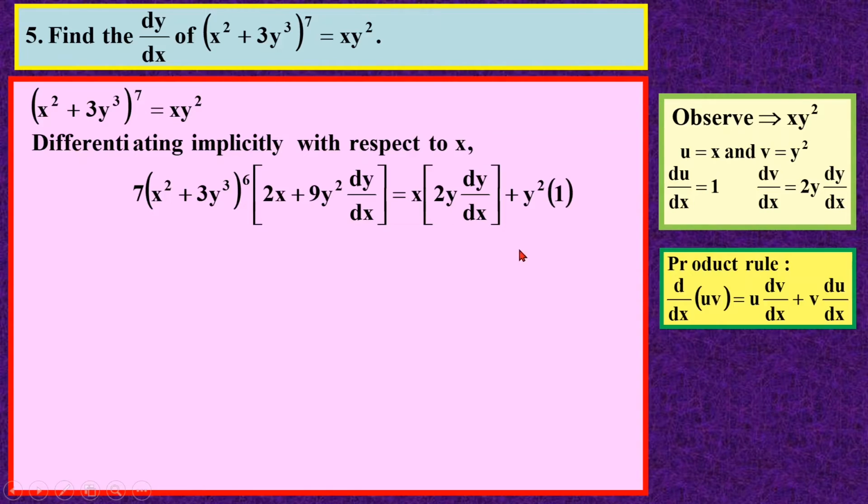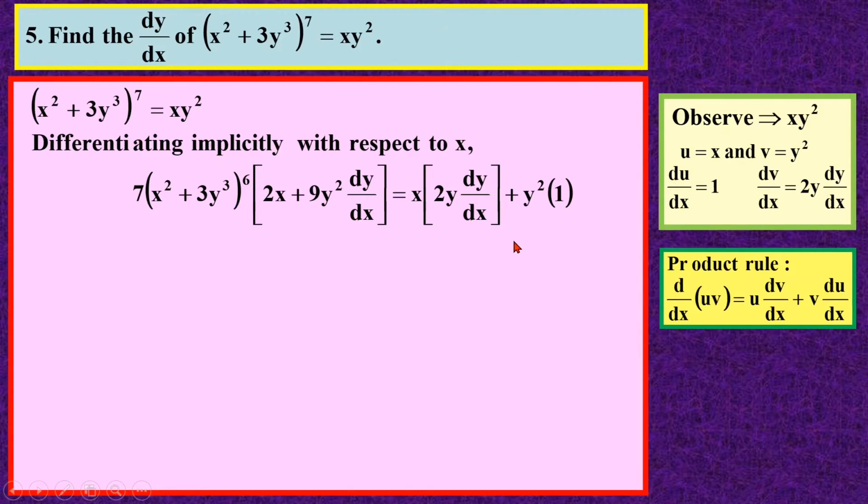Now, equals to my product rule: copy u, differentiate v, that is what I have, I just copy down, plus, copy my v, which is y squared, and differentiate my u, which is 1.